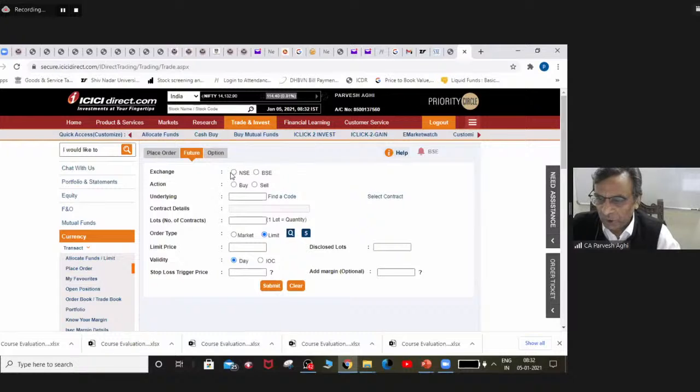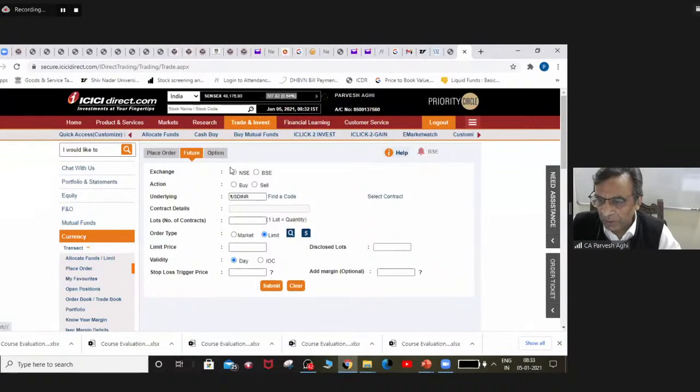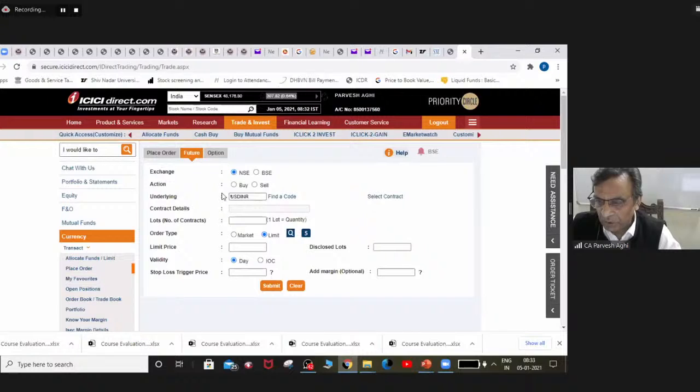So you have the National Stock Exchange and the Bombay Stock Exchange, and this is a future product. So the action is that you can either buy futures or you can sell futures. The underlying pair would be, say, the USD INR pair. Okay, fine. So then I have to select a contract here. First I have to choose the National Stock Exchange or any exchange, and then select a contract. You have to select the action also at the same time. So I select buy and National Stock Exchange.